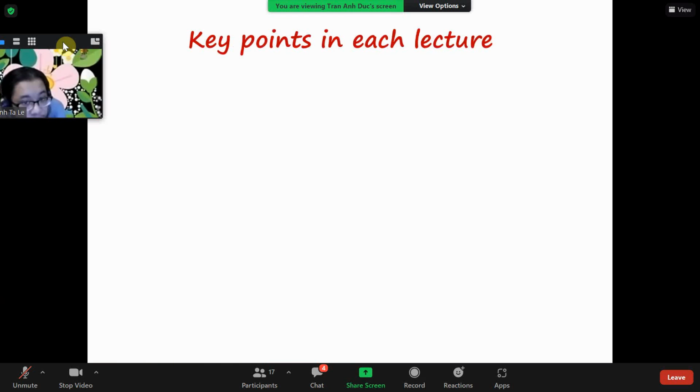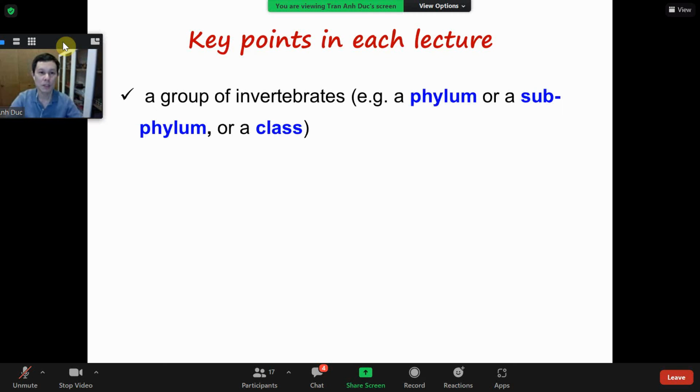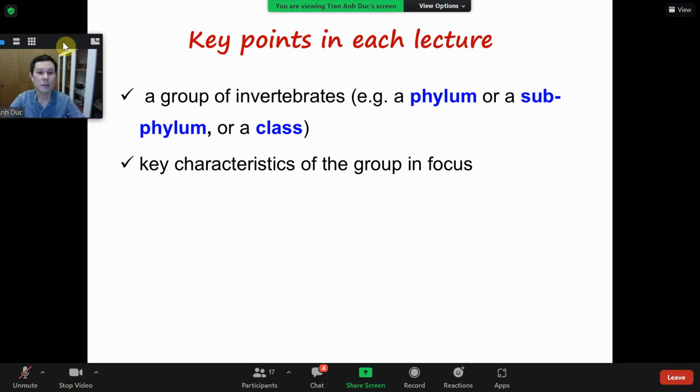Now, in each lesson, we need to pay attention to some key points. They may not appear in the same order, but you need to take note of them. First, in every lesson we will have a group in focus, and then the key characteristics of that group. For example, maybe tomorrow we study insects, the class Insecta, so we need to study the key characteristics of insects.